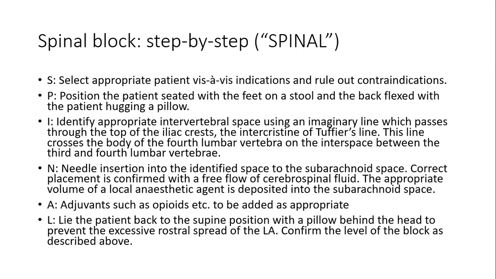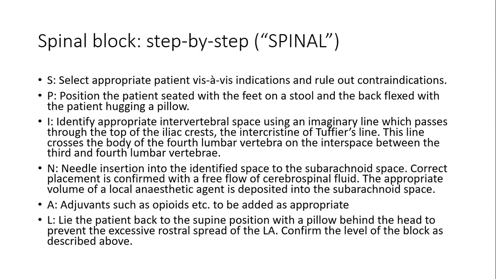You use an imaginary line which passes through the top of the iliac crest, also known as the intercristal or Tuffier's line. Okay. This line is an imaginary line. A lot of times for beginners, you can actually use your permanent marker to just draw a line passing through the iliac crest on both sides. And once you get it as a straight line, it crosses the body of the fourth lumbar vertebra, the L4, all right? And a lot of times it also corresponds to the interspace between L3 and L4.